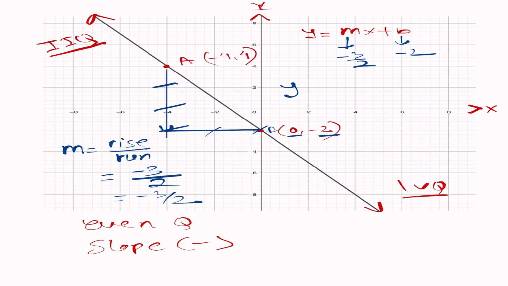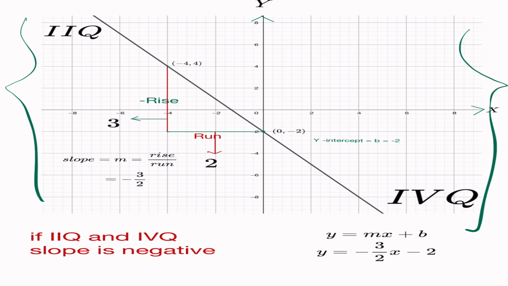So you can write the equation y equals -3/2 x minus 2. Okay, guys, this is the detailed version here. You can take a look at it, and I'll give you a couple of seconds.